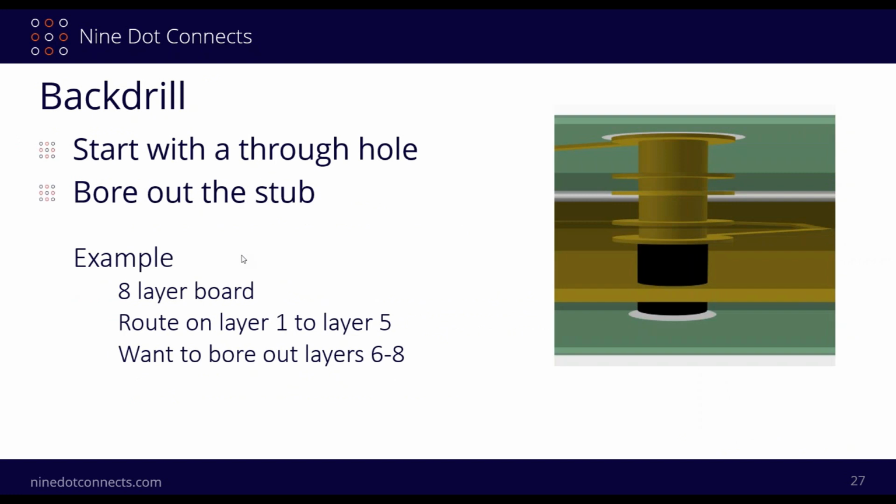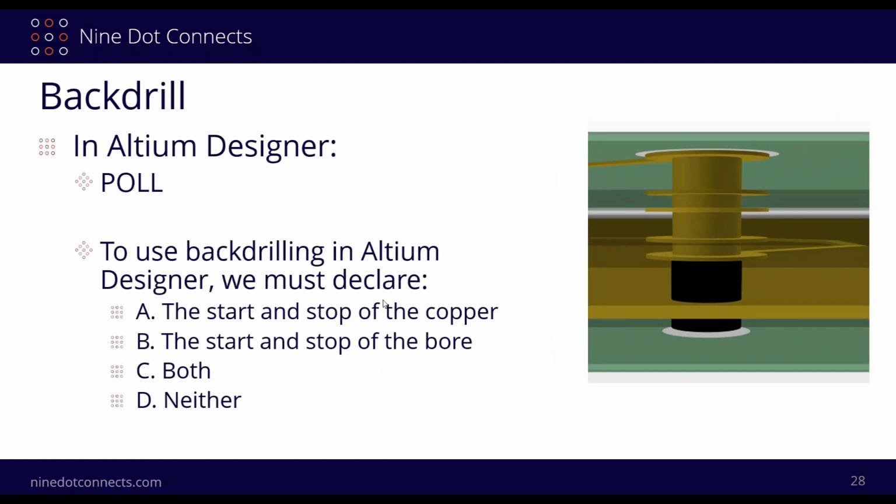Now, let's get on to the back drill. This is where it gets kind of interesting. So the idea here is that we're going to start with the through hole, and then we're going to bore out a stub. And in Altium Designer 18, they do a pretty good job of showing that. So that's the picture from 18 here. So we're going to take an example of an 8-layer board. Our intention is to route it from layer 1 to layer 5, and we want to bore out layers 6 through 8.